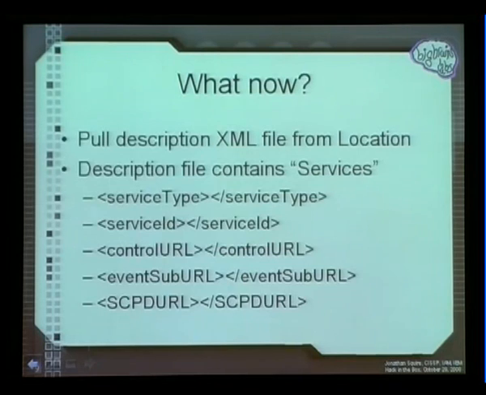The type, the ID, where the control point is so that I can speak SOAP to it. And then the event sub-URL, which I'm not going to use in this demonstration, but basically you can subscribe to these devices and tell them that you're interested in knowing anytime there's state changes, and then they'll send you messages for any change that occurs, such as network up, network down, rule changes, etc.